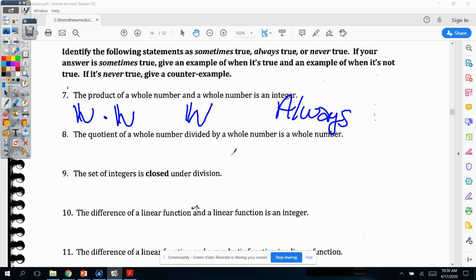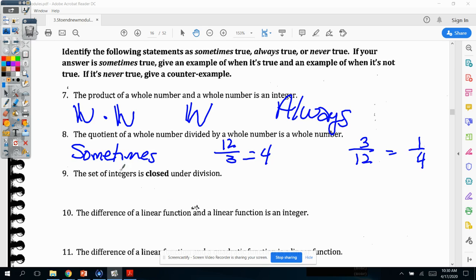Okay, the quotient of a whole number divided by a whole number is a whole number. That is a sometimes. Because you could have 12 over 3, and that's 4, which is a whole number. But if you have 3 over 12, that's 1/4, which is not a whole number. The set of integers is closed. The idea of closed, if you remember, is that if you divide two integers, you always get an integer. So that is not true.